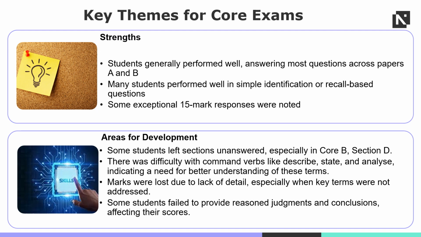In terms of areas for development, some students left sections unanswered, particularly in Core Paper B, Section D. Students often struggled with questions requiring deeper analytical responses, particularly when asked to analyse, evaluate or provide reasoned judgments. Many students lost marks due to a lack of detail in their explanations, again, particularly where reasoned judgments or conclusions were asked for. This was common in higher order thinking tasks where students gave superficial answers rather than reasoned responses.